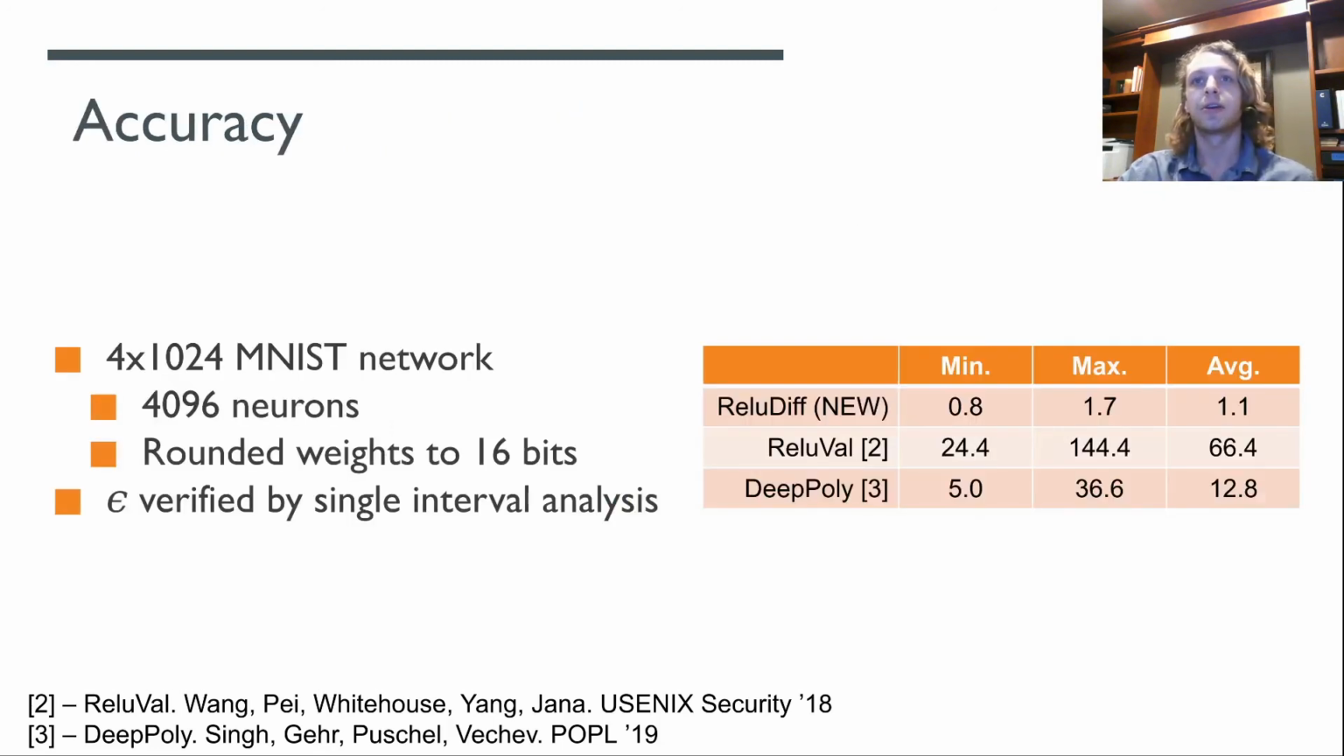As a final comparison point, we took a very large MNIST network with 4 layers and 4,096 hidden neurons and rounded the weights to 16 bits like before. And then we took each tool and ran a single interval analysis, so without any refinement, just a single propagation of intervals through the network. And then we measured the epsilon verified. The table on the right shows the min, max, and average epsilon verified for this problem. So basically the table shows that ReluDiff is up to 66 times more accurate than ReluVal and 12 times more accurate than DeepPoly.